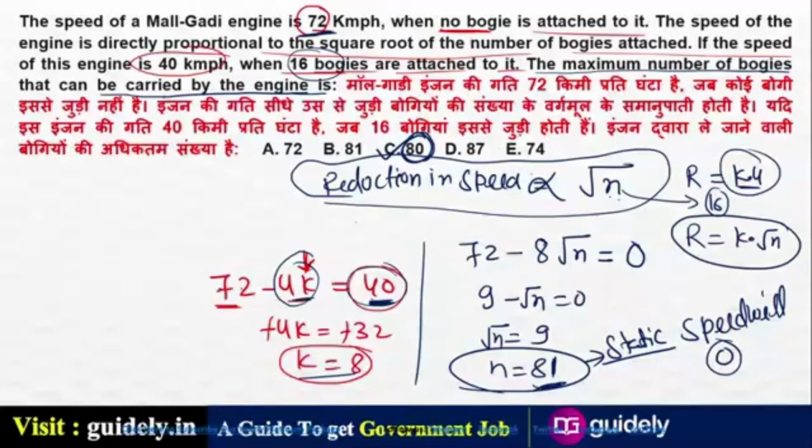So the answer must be 80, because the number of bogies that can be carried must not leave the train static. It should be able to move. And if I attach 81 bogies, then the train will be static. The speed will be 0. So it will not be able to move ahead. But I have to carry the bogies, so 80 bogies should be the maximum so that it can carry them.